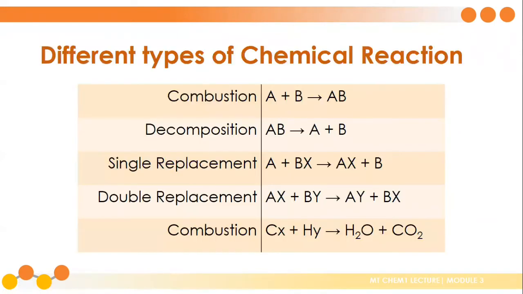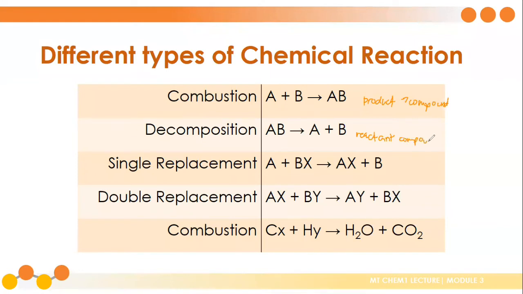Let's have a quick review of the different types of chemical reactions. So first we have the combination reaction wherein A plus B will produce AB. Again, the product in this one is always a compound. Decomposition reaction, on the other hand, is the opposite, wherein we have AB will produce A plus B. In this one, the reactant is always the compound.